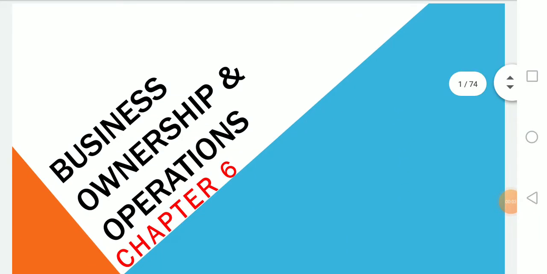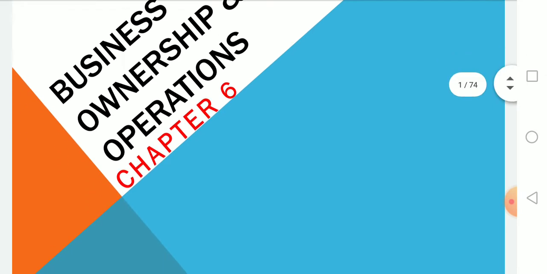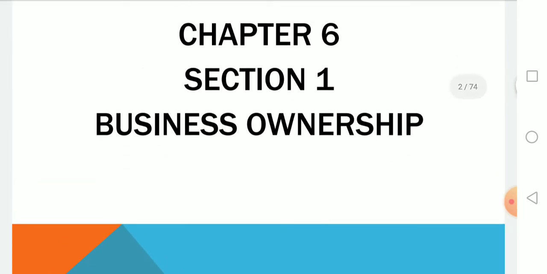Today we're gonna have a new chapter. It's chapter 6. It's about what? Business ownership and operations. So let's start. In section 1, we're gonna talk about business ownership.